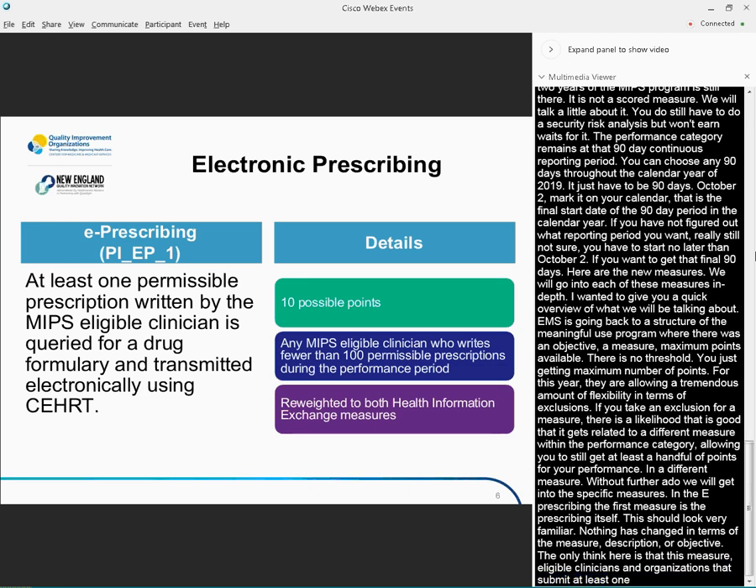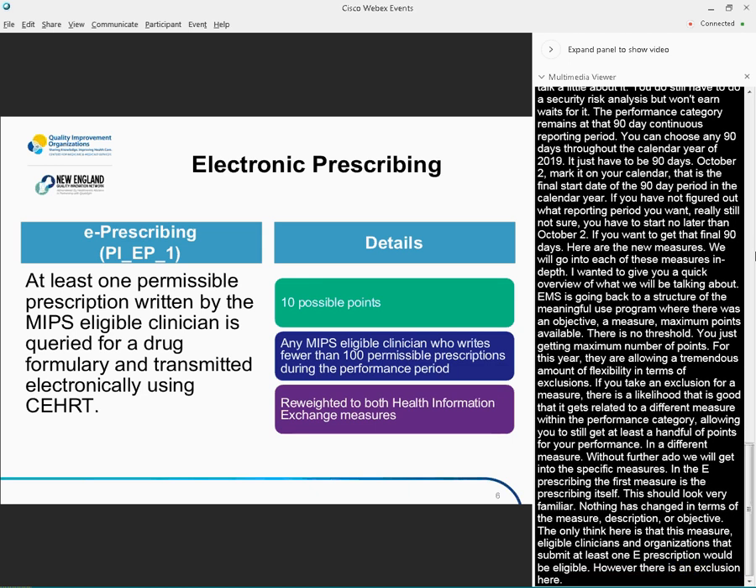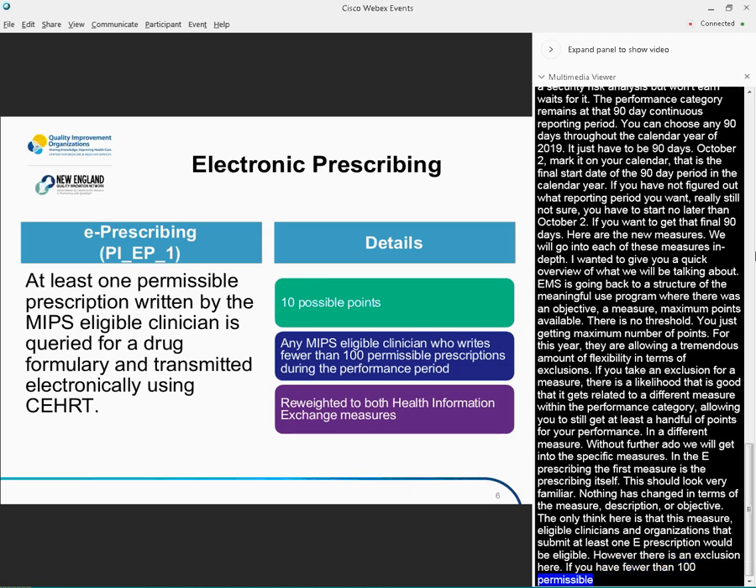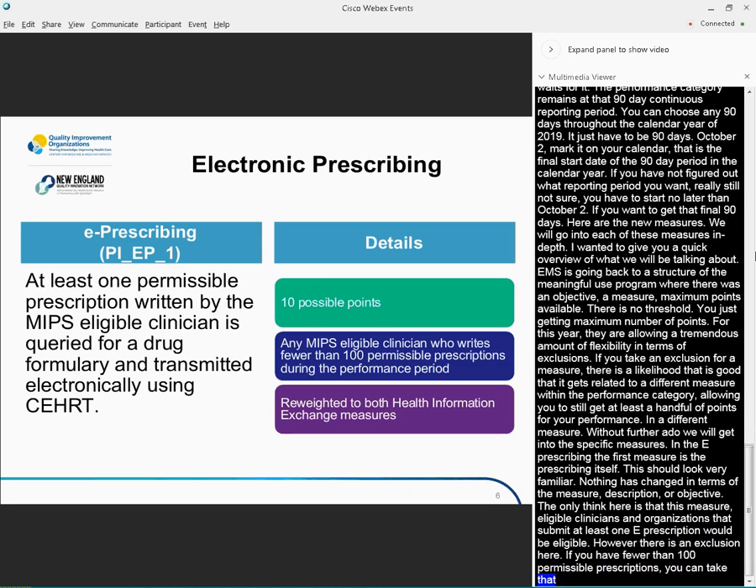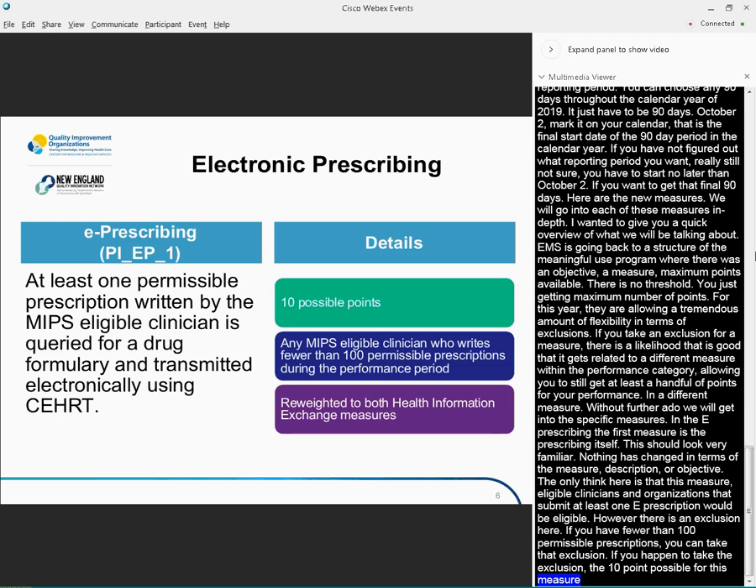However, there is an exclusion here, so if you have fewer than 100 permissible prescriptions during the performance period, you can take that exclusion. If you happen to take the exclusion, the 10 points possible for this measure get evenly distributed between the 2 health information exchange measures, which we'll talk about in just a minute. So the 10 points, 5 goes to one measure, 5 goes to the other.